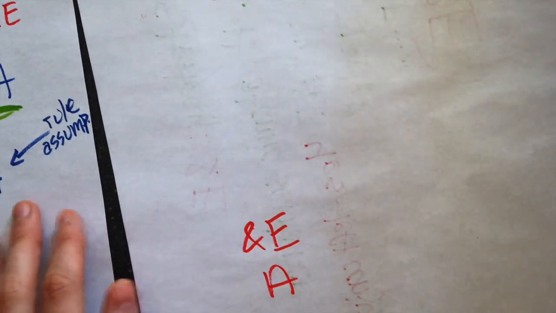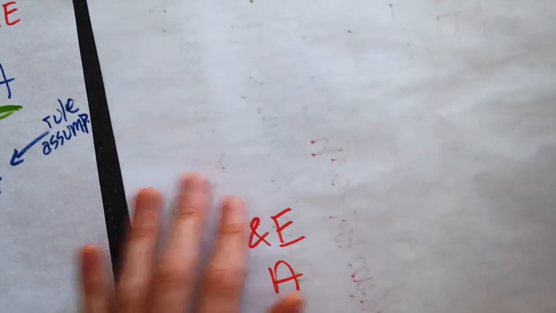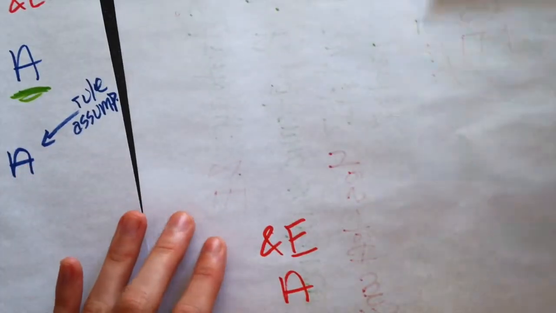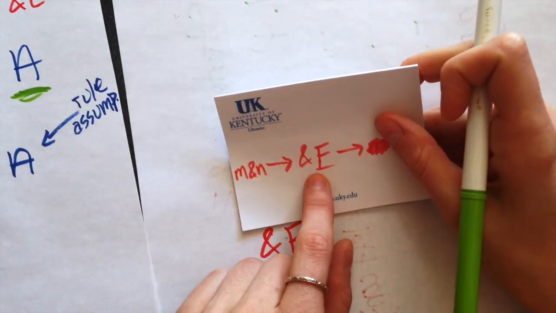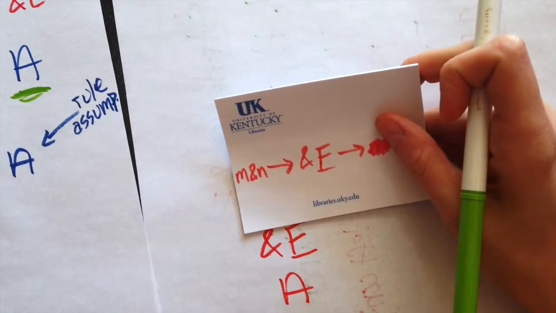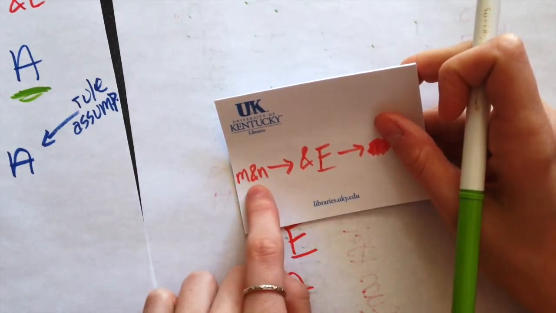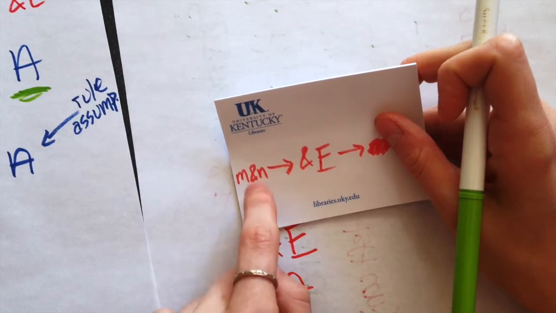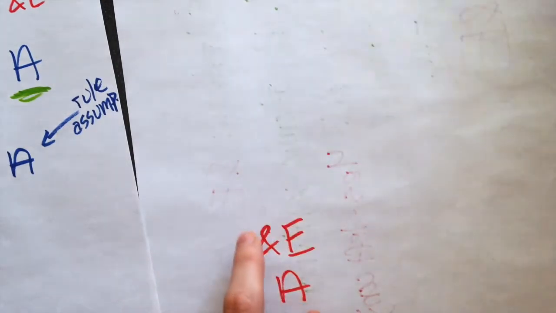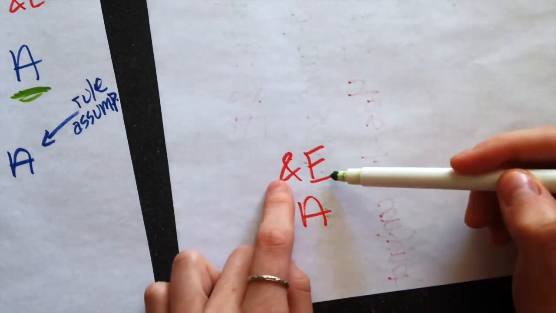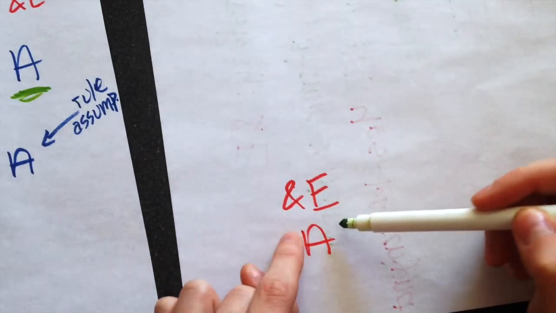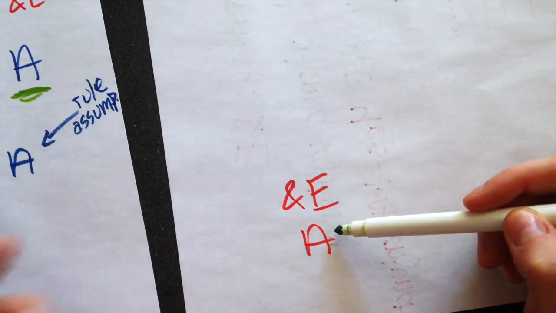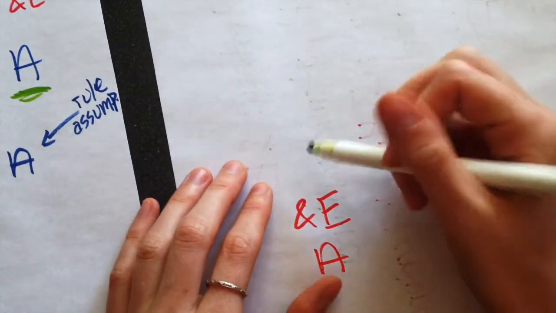Okay, so ampersand elimination, as I said, requires a single sentence. If you want to eliminate something from an ampersand sentence, that means you need the ampersand sentence itself. Okay, that's what that means here. In order to break something out of this sentence, we need this on a line by itself. So in order to use ampersand elimination to get the sentence A, we need the ampersand sentence, the conjunction that A is embedded in. Okay.